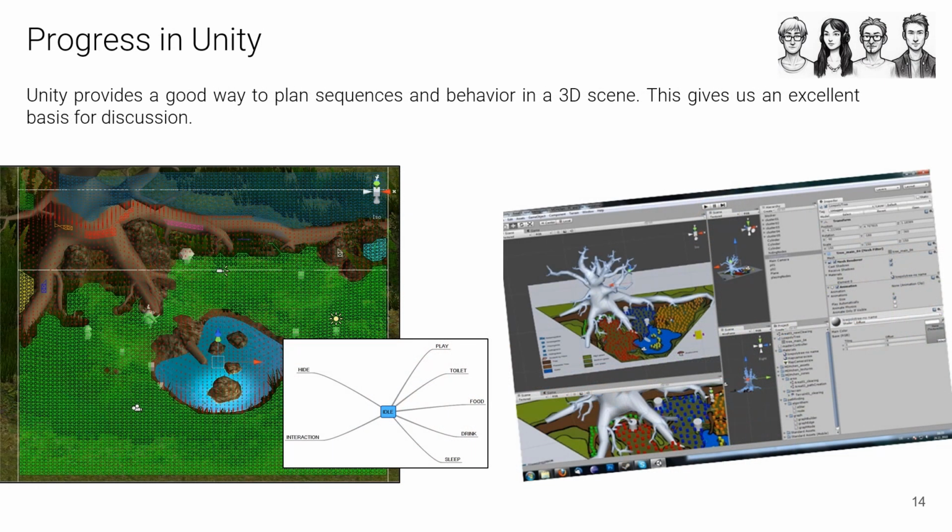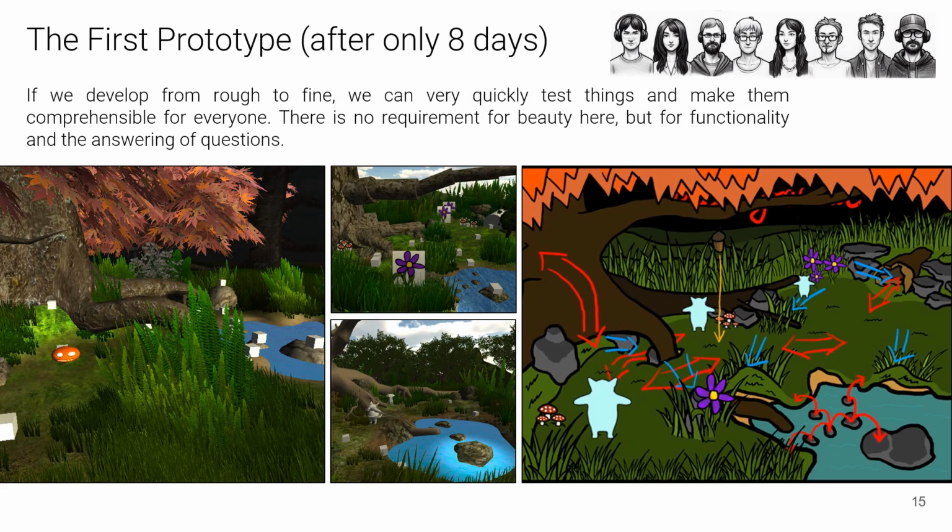Let's take a look at the progress at Unity. First, we define an initial world concept to test movement patterns and sequences. Finite state machines were used here to represent behavior in combination with the location of the scene. This is an excellent basis for discussion for the team. If we develop from rough to fine, we can very quickly test things and make them comprehensible for everyone. There is no requirement for beauty here, but for functionality and the answering of questions. We will talk about this in the lecture on usability engineering.